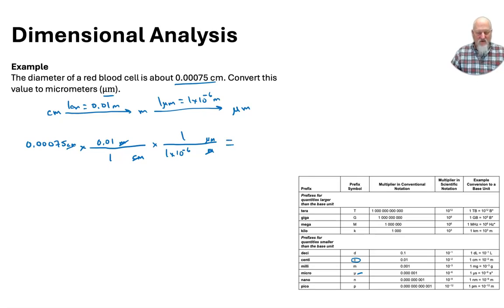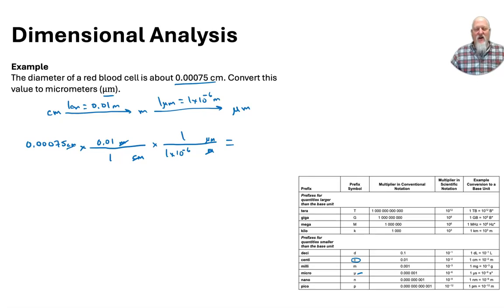The meter parts cancel. Notice that my conversion here is exactly the meter piece: 1 times 10 to the negative 6 meters is 1 micrometer. Don't mess it up. Okay? However it's written here, whatever came from the conversion table, that's how it needs to go. Don't put 1 meter as 1 times 10 to the negative 6 micrometers. That's wrong. That's not what the conversion says. Okay? Make sure you're doing it right.